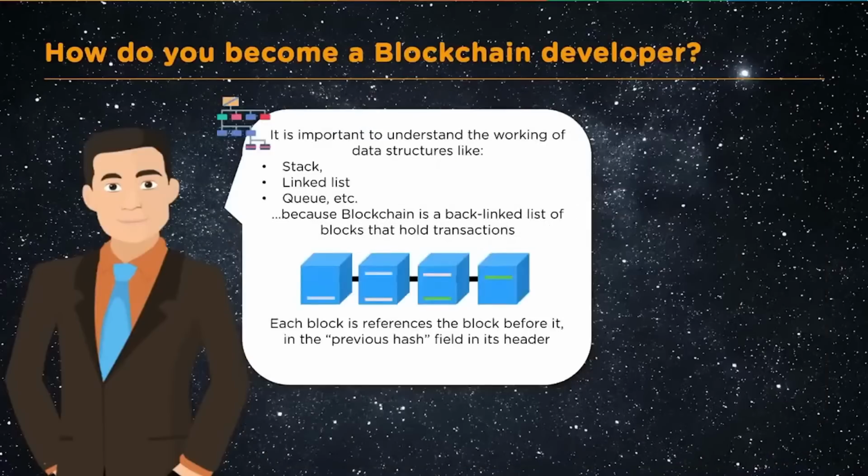You need to understand the working of data structures like stack, linked list, queue, and so on. This is because blockchain by itself is a backlinked list. Each block in a blockchain references the previous block. Now, this is done by a field in the block's header known as the previous hash that holds the hash value of the preceding block.